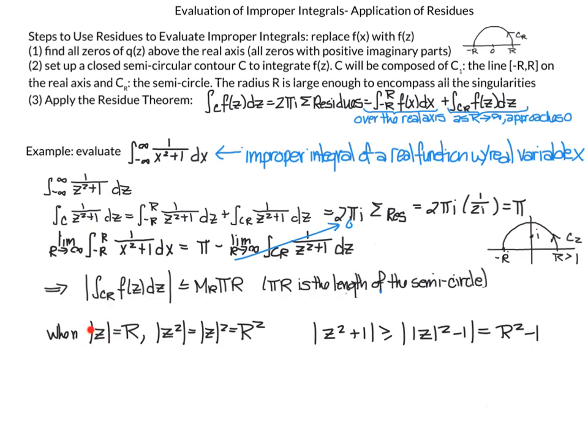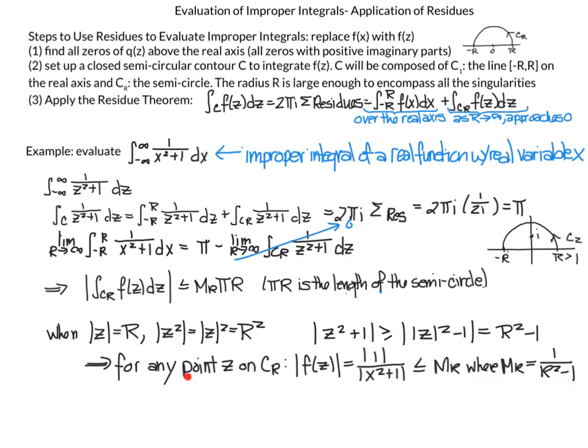The next step is to consider the modulus of z. If z is on our circle, then the modulus, or the radius, the distance from the origin, is going to be equal to r. So modulus of z squared is equal to r squared. So then our denominator here, the modulus of z squared plus 1, is going to be greater than or equal to the modulus of z squared minus 1, which is equal to r squared minus 1.